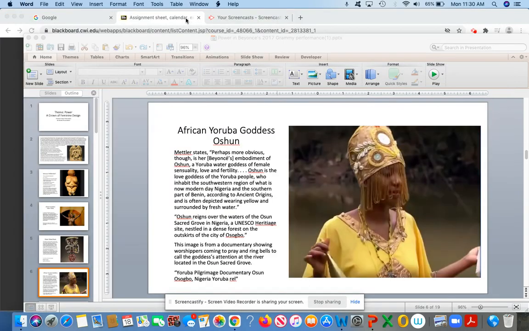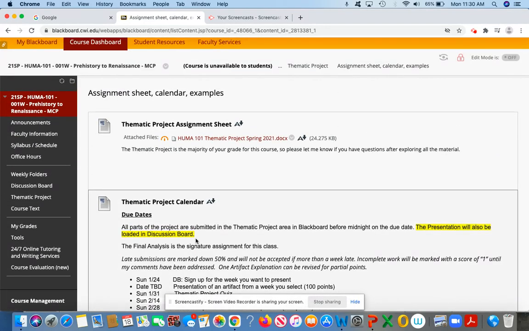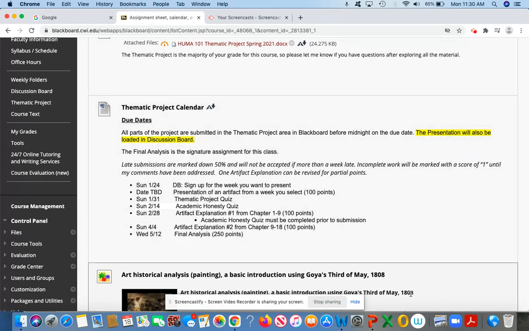I'm going to come back to our folder. So here we are again in the thematic project area. Please go through at your own pace that assignment sheet that I just walked you through. Here is our calendar. What we have coming up right now is in week one and week two, you're signing up for which week you want to present in. And then it walks you through when things are due. So we have quite a bit of time before we get to that first paper, that artifact explanation number 1, that's due at the end of February. And then the second artifact explanation paper is due at the beginning of April. Then we have the final analysis during finals week.